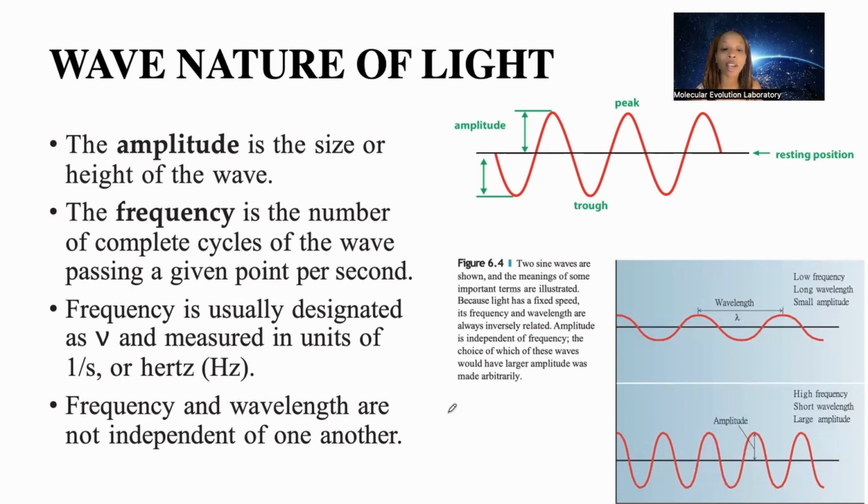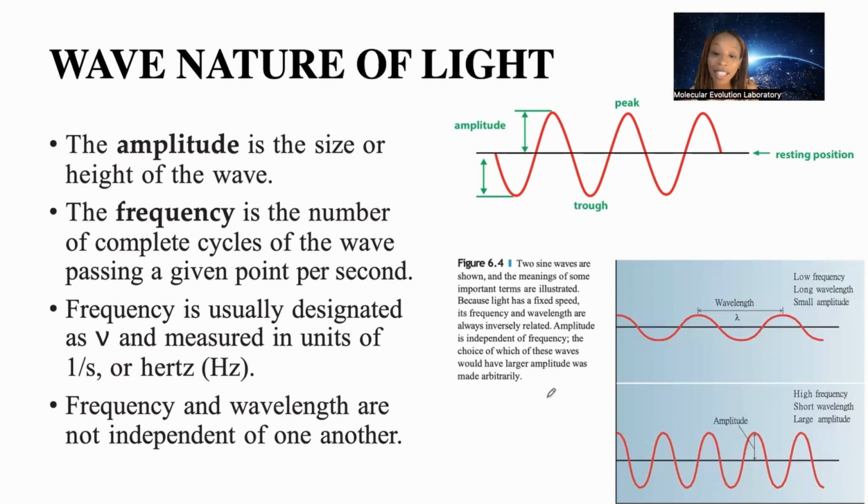Frequency and wavelength are not independent of one another. So the higher the frequency, the shorter the wavelength, the larger the amplitude. The lower the frequency, the longer the wavelength, the smaller the amplitude. And here we can see amplitude is the height of the wave. Here we have two sine waves that are shown, and as we can see, these are both different in frequency as well as wavelength and amplitude.